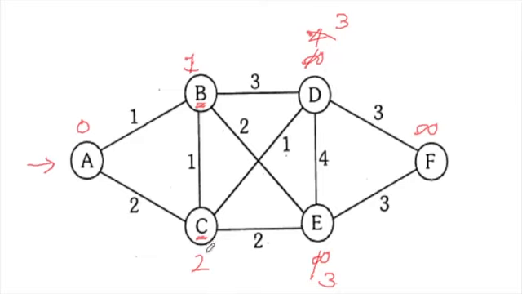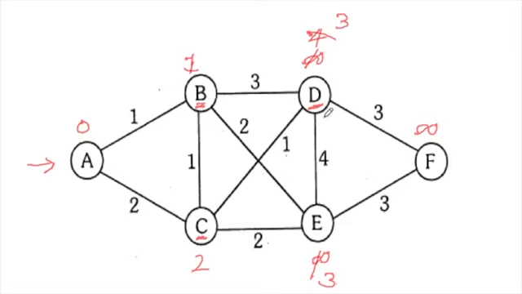Now I have to select the shortest path from the remaining. That is D, E, and F. These 3 are remaining. I have not found the shortest path to them. So I'll select the minimum one. So D and E, they have the same value. So I select D first. This is 3. And this is the shortest path to D.